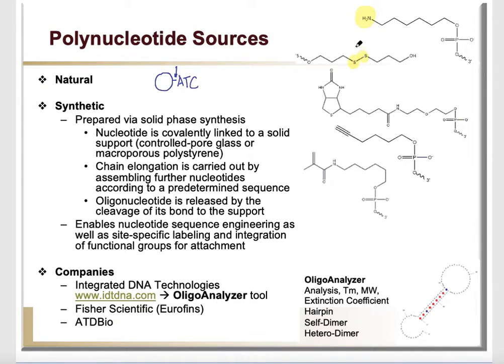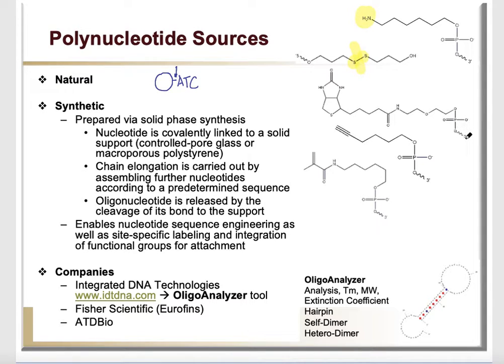This right here will actually be cleaved later on by a chemical reaction to provide you with an SH, a thiol group, which you could then utilize to be able to attach the nucleic acid to a gold surface, for example, or a metal surface.